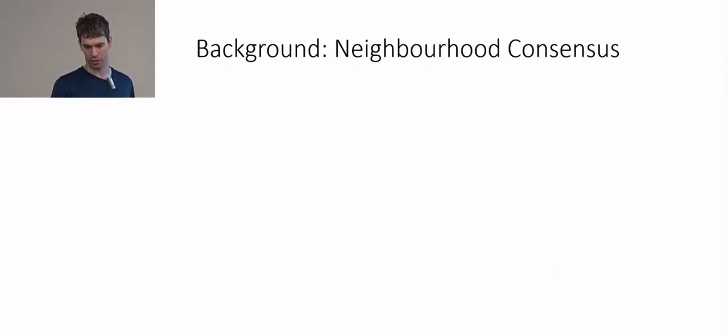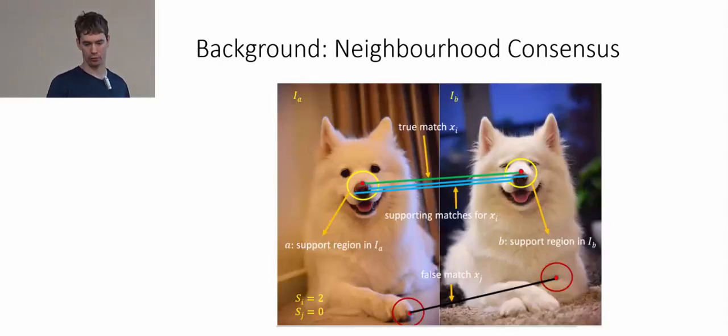So neighborhood consensus is a filtering step that uses neighboring features to help affirm or reject matches. In the example here, we can confirm that this pixel matches with this one because there are two other supporting pixels nearby. And this one can be rejected because there's nothing else, no other matches nearby supporting it.